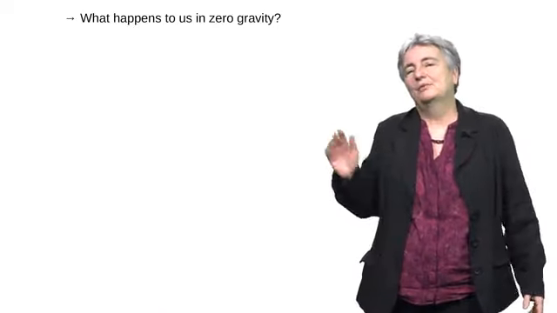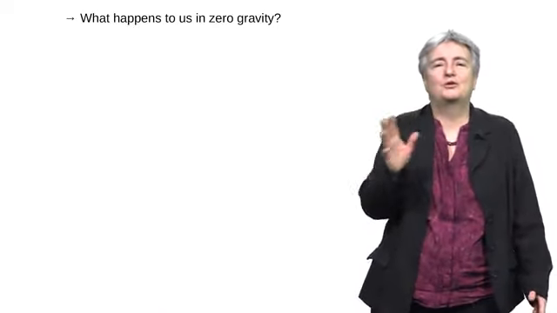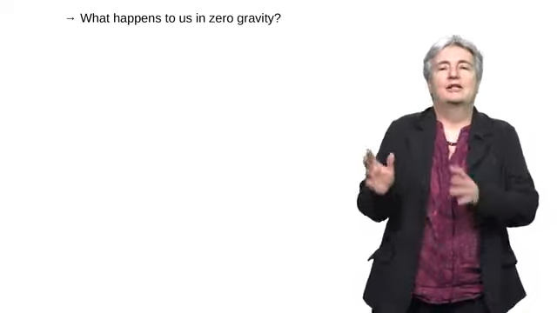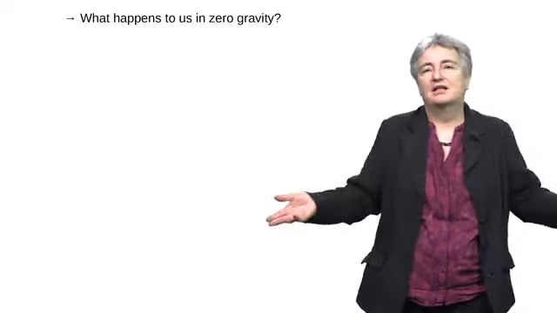Building effective systems is something that we do actually quite often. Also, experimentalists do it. For example, suppose you want to know what happens to us in zero gravity. Well, you can do two things. You can take a spaceship and you fly out very far in the universe until you experience zero gravity.